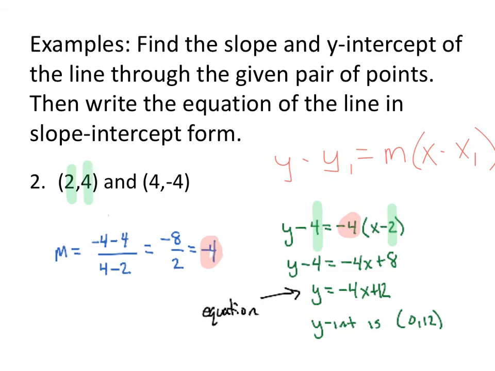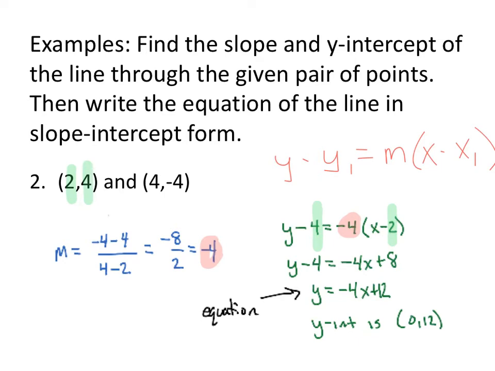Alright, so what do we do with this? First step, we're going to distribute. Negative 4 multiplied by x is negative 4x. Negative 4 multiplied by negative 2 is positive 8. Here I have an equation. I want to get y by itself. I'm going to add 4 to both sides. Y equals negative 4x plus 12.